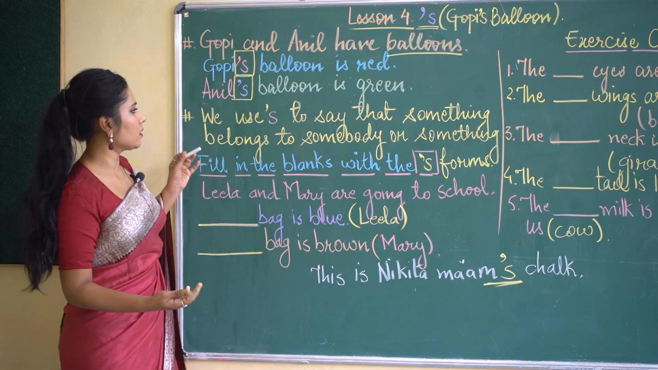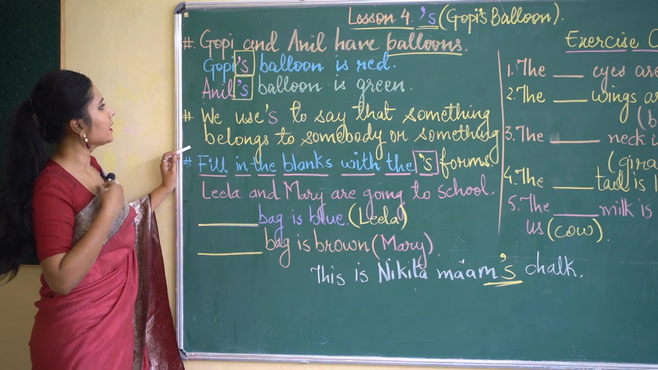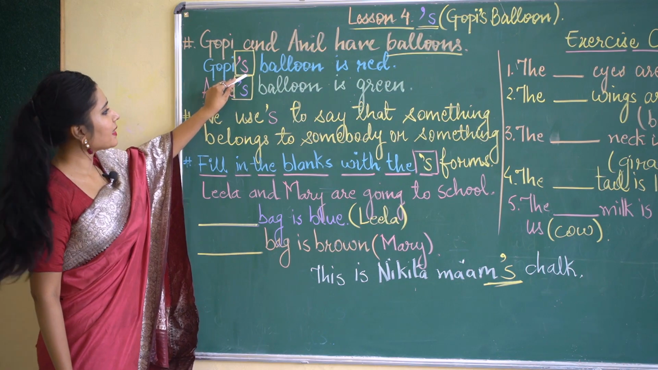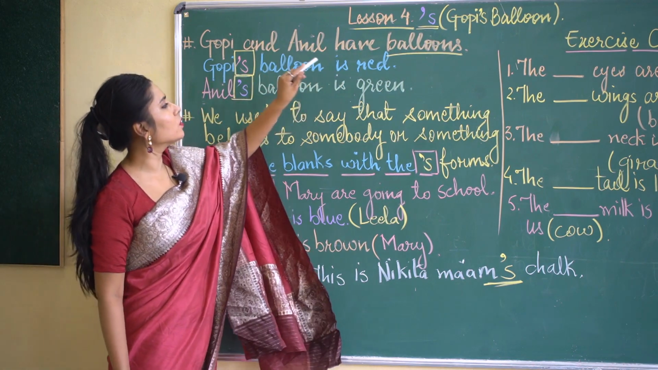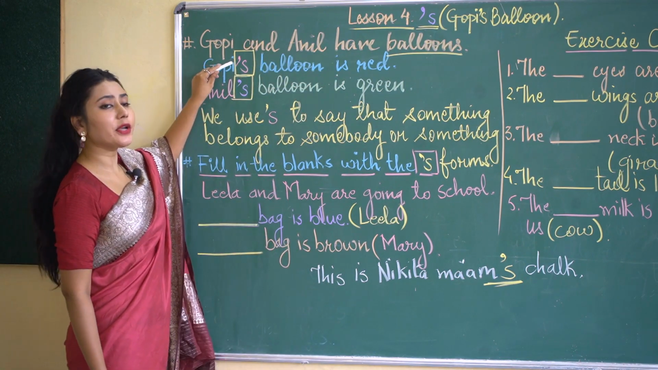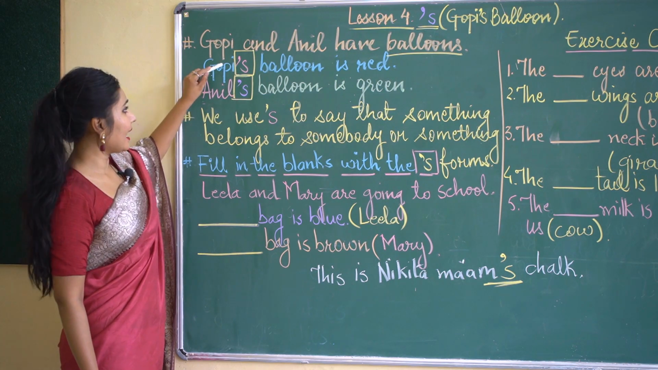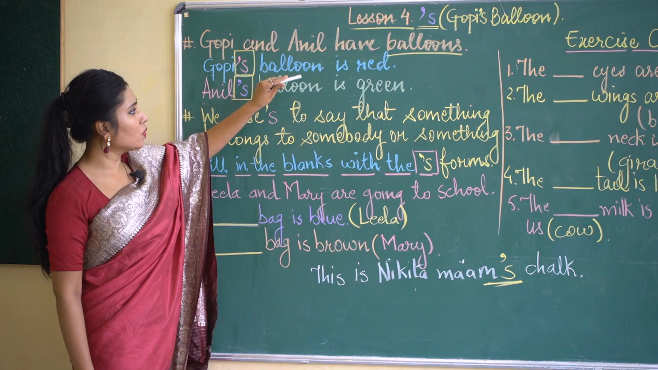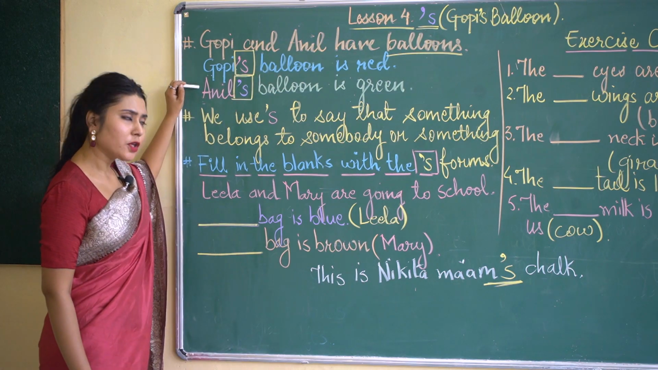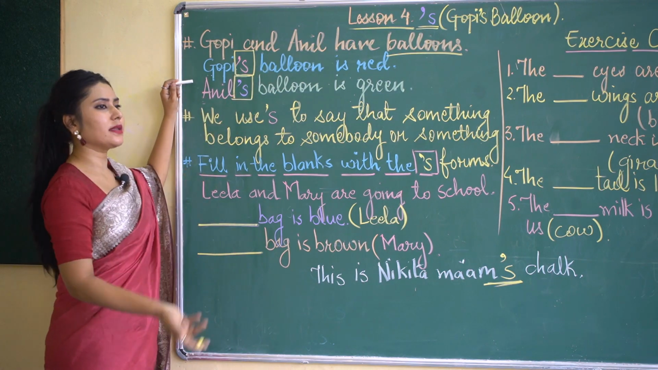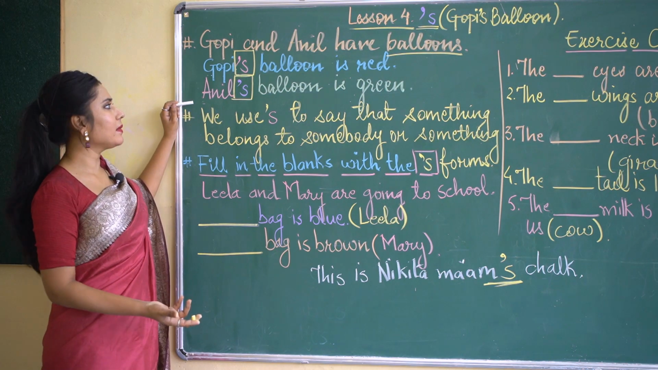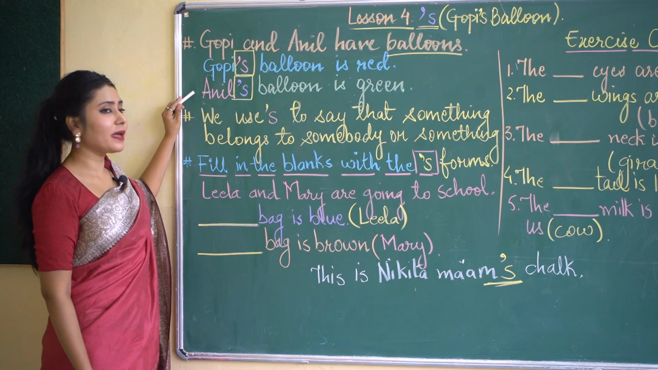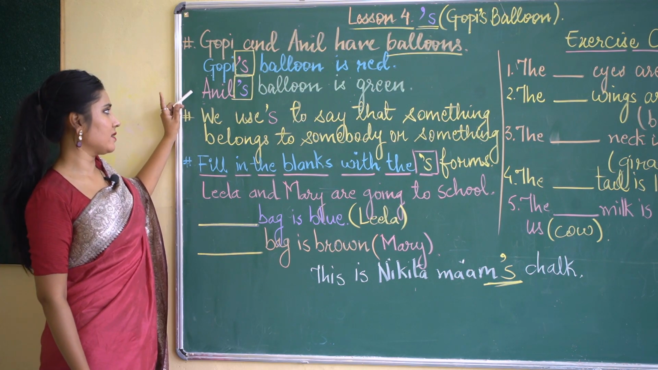We are going to try it out with some examples. Like it's written here, Gopi's balloon. That means this red balloon belongs to Gopi. So you are going to apply an apostrophe S explaining that this balloon belongs to Gopi. You cannot write Gopi balloon is red. No. It will become like the balloon's name is Gopi. Not like that. It has to be Gopi's balloon is red.